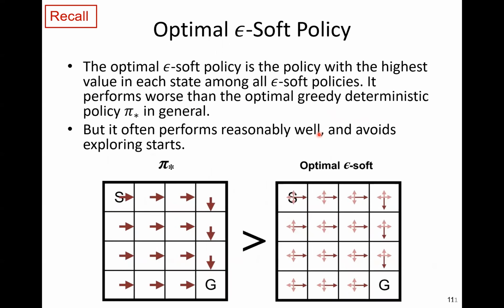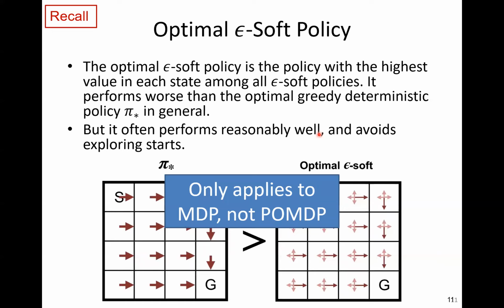If you recall from our previous discussions, we said that the optimal epsilon-soft policy is the policy with the highest value in each state among all epsilon-soft policies. So it generally performs worse than the optimal greedy deterministic policy pi star, but it often performs reasonably well. However, this statement only applies to the MDP, not to the POMDP setting. So it's not a contradiction with the example we showed.